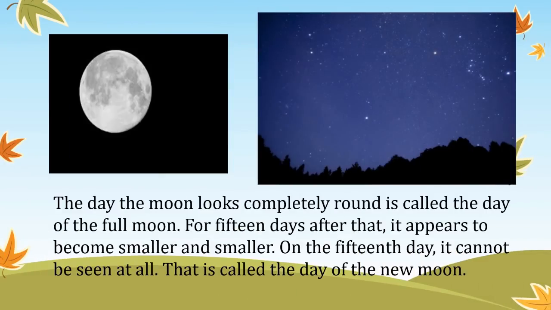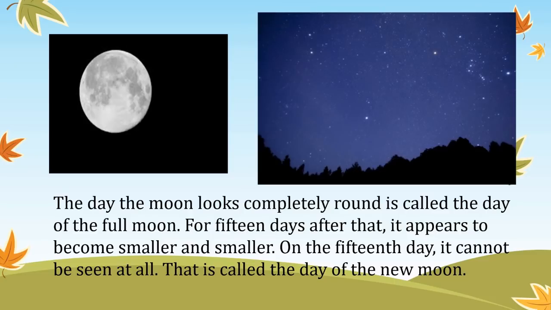The day the moon looks completely round is called the day of the full moon. For 15 days after that, it appears to become smaller and smaller. On the 15th day, it cannot be seen at all. That is called the day of the new moon. So students, as you can see in the picture, in the first picture there is a moon, but in the second picture there is no moon.